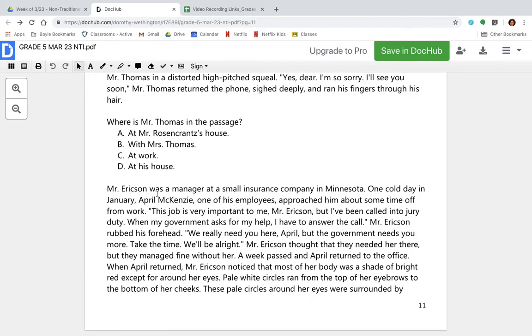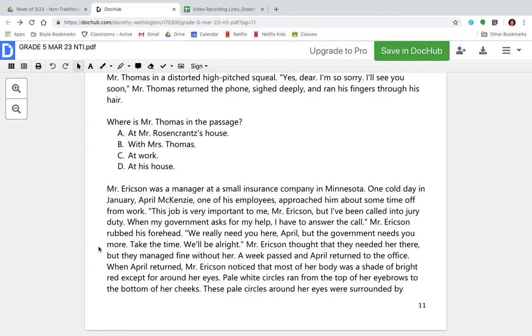Mr. Erickson was a manager at a small insurance company in Minnesota. One cold day in January, April McKenzie, one of his employees, approached him about some time off from work. "This job is very important to me, Mr. Erickson, but I've been called into jury duty. When my government asks for my help, I have to answer the call." Mr. Erickson rubbed his forehead. "We really need you here, April, but the government needs you more. Take the time. We'll be all right."